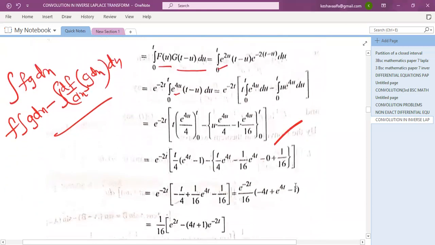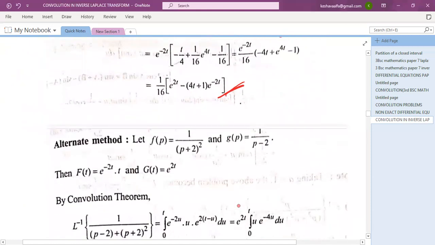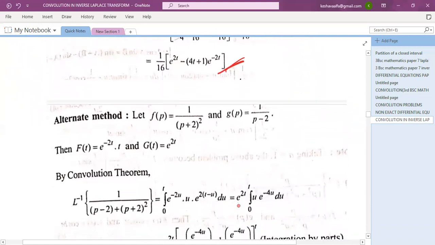We get this. Okay. So next, after simplification, we get these terms, that is 1 by 16 e power, applying limits, upper limit minus lower limit, after simplification we get these terms. Okay. Or this problem can be easily solved using this method also.